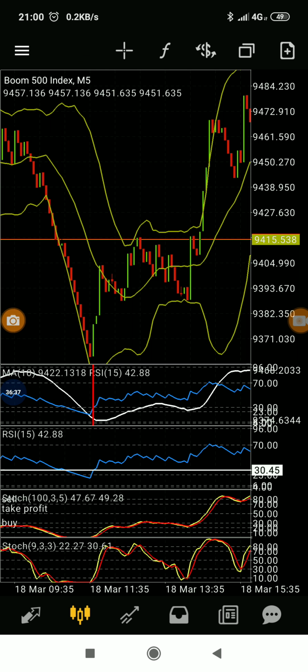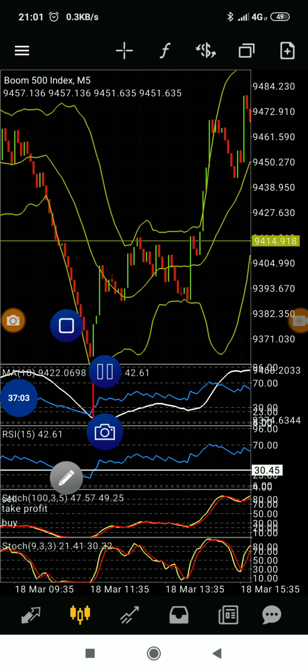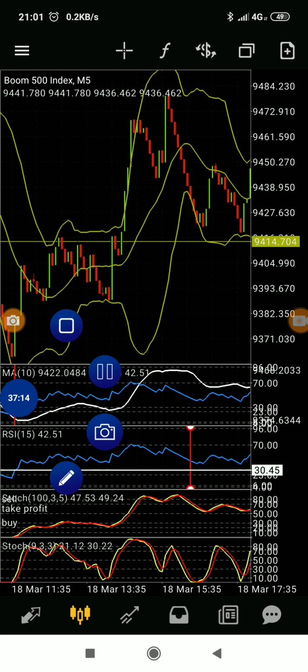This stochastic 100, guys, you have not, don't joke with it. I'm trying my best to explain this to you. Once this stochastic 100 is at 10 level facing up, it is telling you the long trend is buy. It will not turn until you get to level 50, and like I said, most times you get to level 80 before the trend reverses. You can see that before the trend reverses.